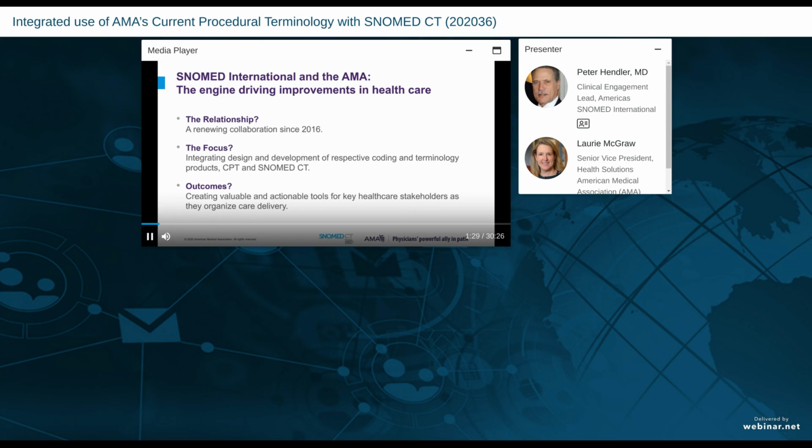The AMA and SNOMED International have been collaborating for more than 5 years to develop their respective coding and terminology products. Working together, this collaboration is producing tools for clinicians, hospitals, payers, and others who analyze healthcare data globally. Over the course of the last 5 years, our two organizations have improved and integrated our products for the benefit of healthcare planners and clinicians.